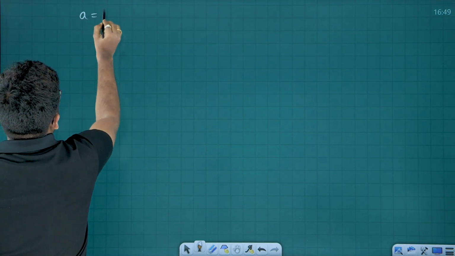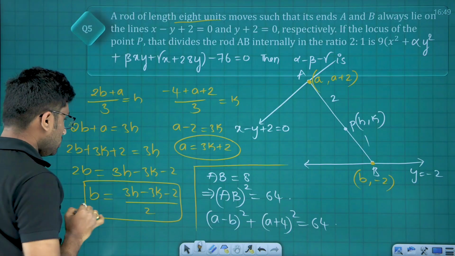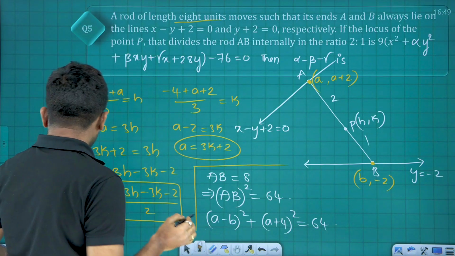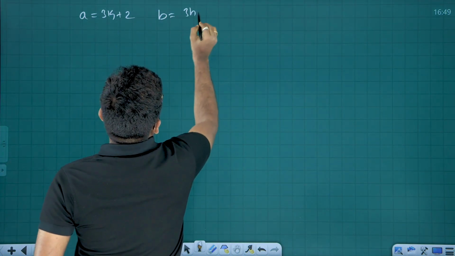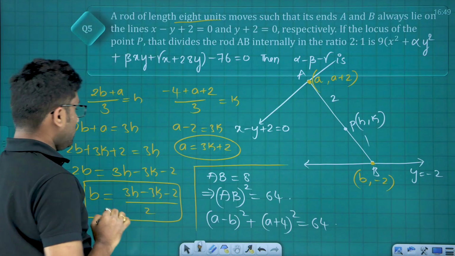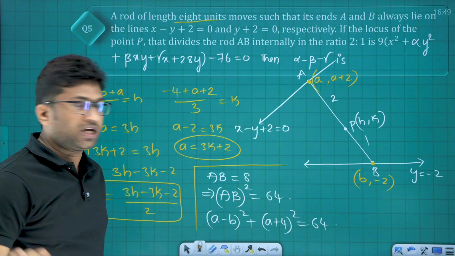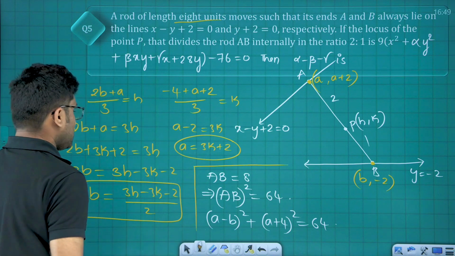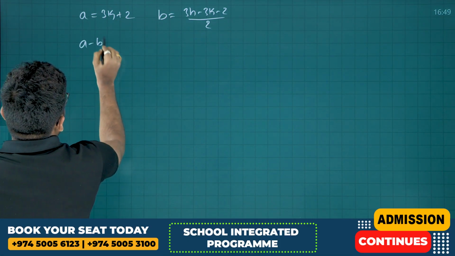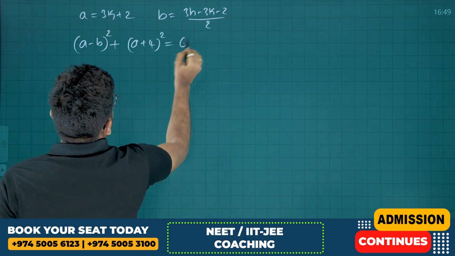A is equal to 3k plus 2 and b is equal to (3h minus 3k minus 2) whole divided by 2. So we need (a minus b) whole square plus (a plus 4) whole square is equal to 64.